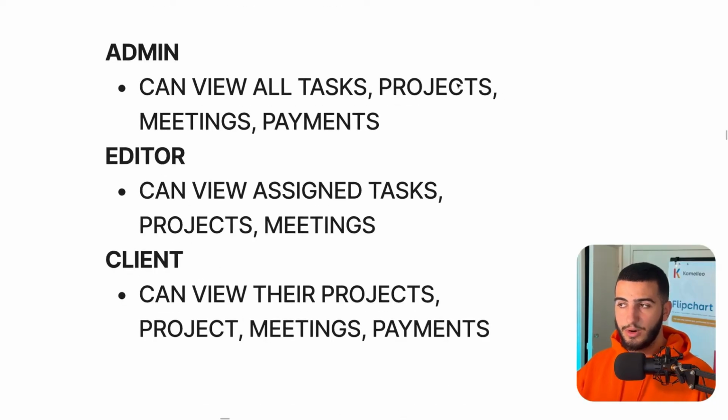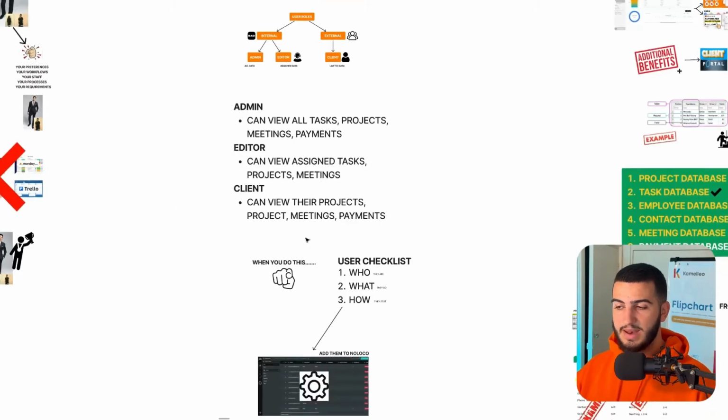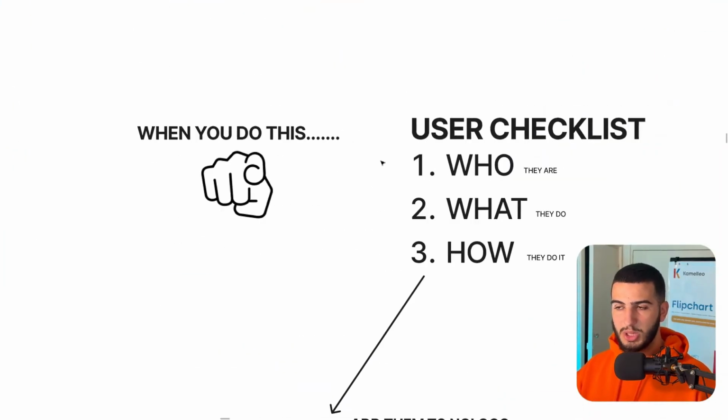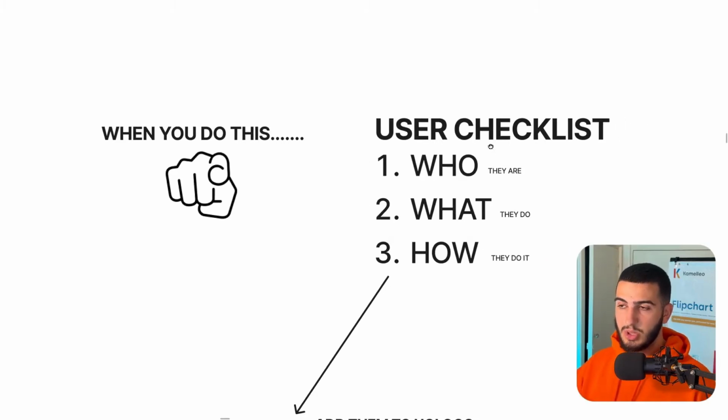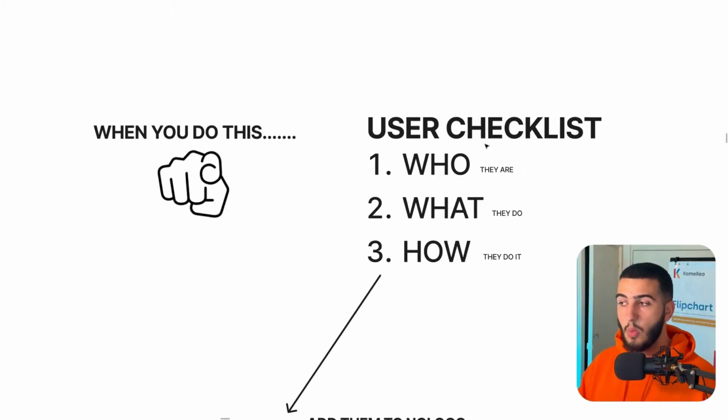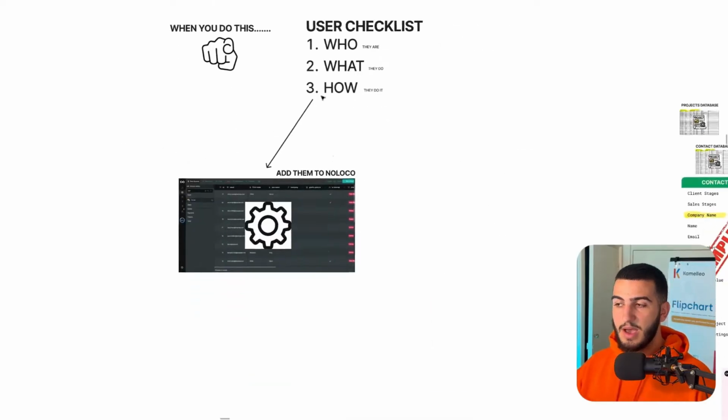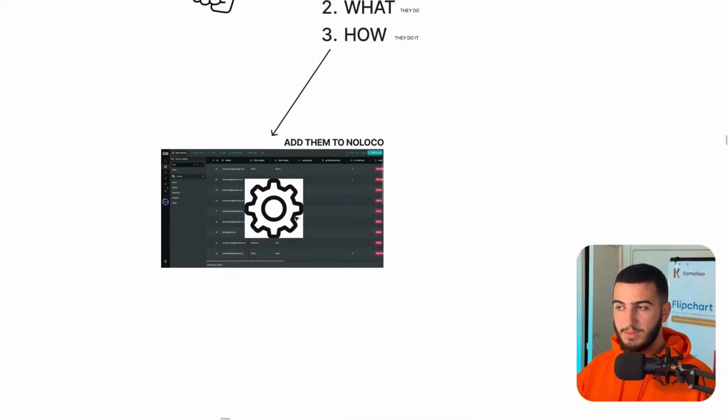This is a clear overview, but just be very, very clear. The admin can view all the different tasks, projects, meetings, and payments. Editors can only view the assigned tasks, assigned projects, and assigned meetings. And the clients, which is what we're going to be focused on today, can only view their projects, their meetings, and their payments. Now, when you're doing this on a larger scale to figure out the people that are going to be using the application, you want to use this user checklist to figure out who they are, what they do, and how they do it. And then when you do that, we want to go ahead and add them to No Loco.